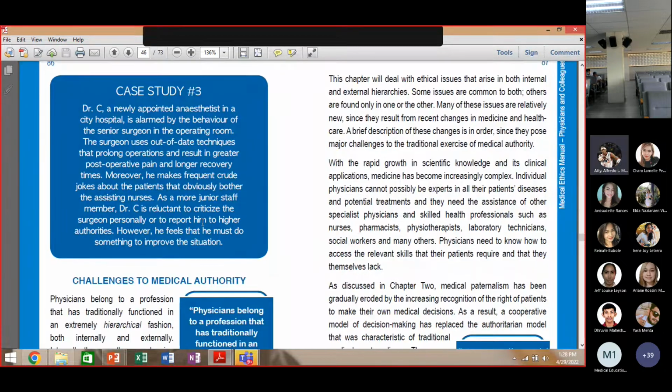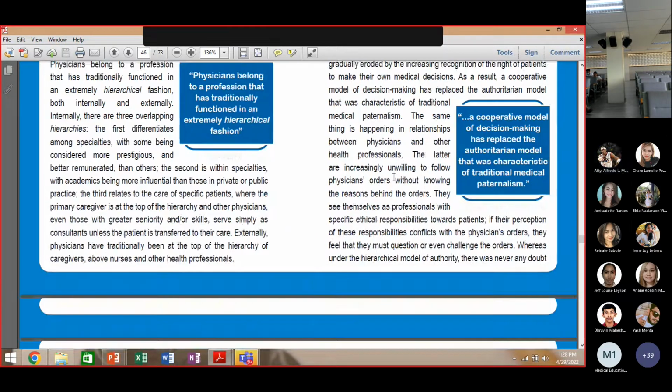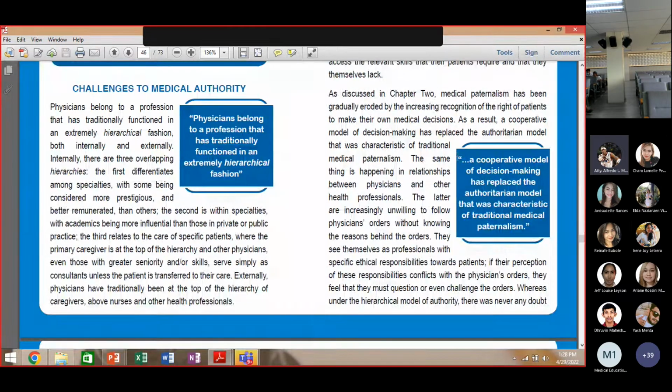So this chapter will deal with ethical issues that arise in both internal and external hierarchies. Some issues are common to both, others are found only in one or the other. So these are just matters of reading, class. I will leave this up to you.